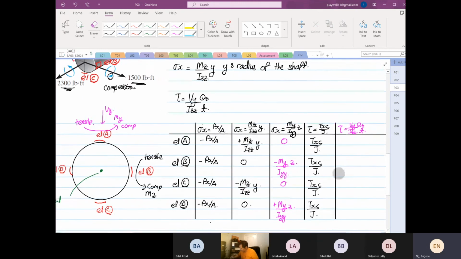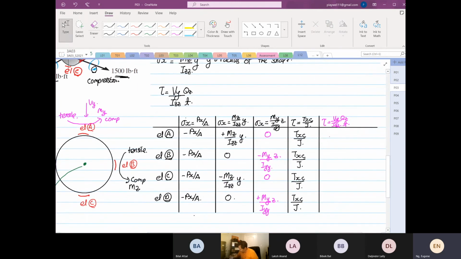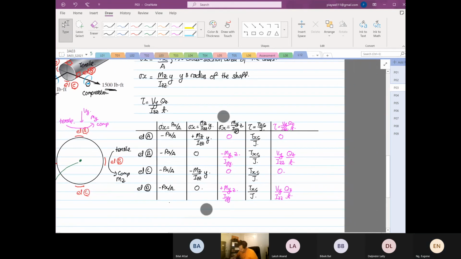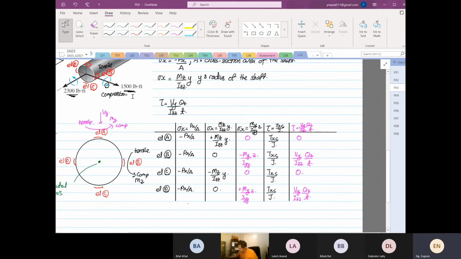if we have a Vy, point A and point C will be equal to 0 because there's 0 thickness. Whereas point B and D will have Vy over Izz, Qz divided by t. And this one will also have Vy over Izz, Qz divided by t. Or we have the last force, if it's there.